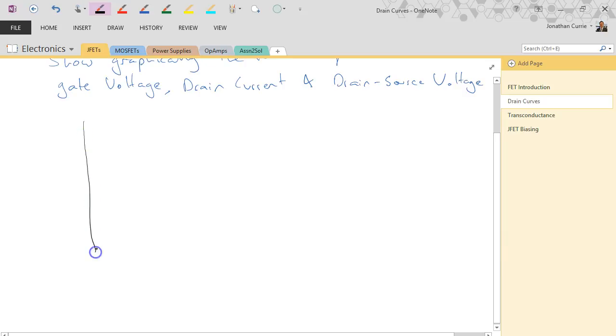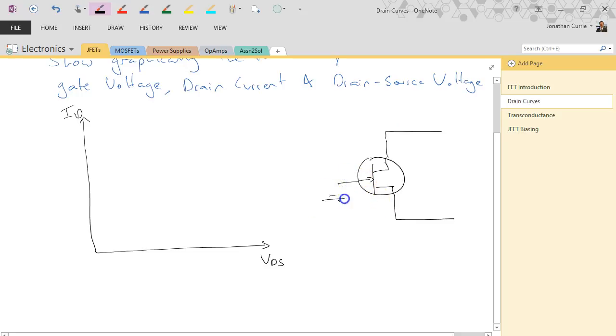Now, if I was to draw a typical set of drain curves for a JFET, it would look something like this, where we have voltage from drain to source along the x-axis and the drain current on the y-axis. And just in case you've forgotten, I'll quickly draw us an n-channel FET, which is what we're looking at here, with our reverse bias gate to source and our forward bias drain to source. So G, S, D, reverse bias, forward bias.